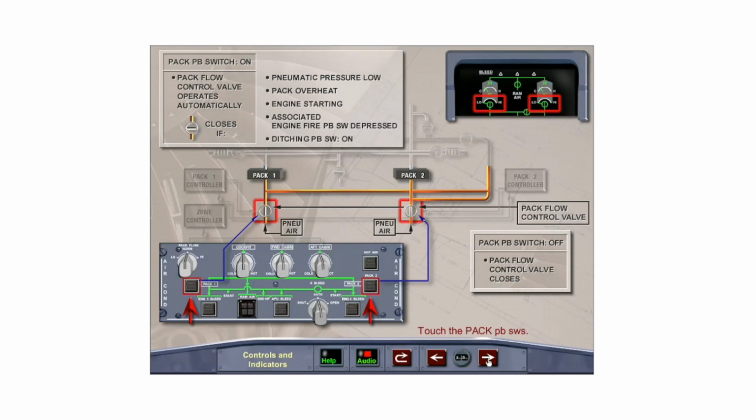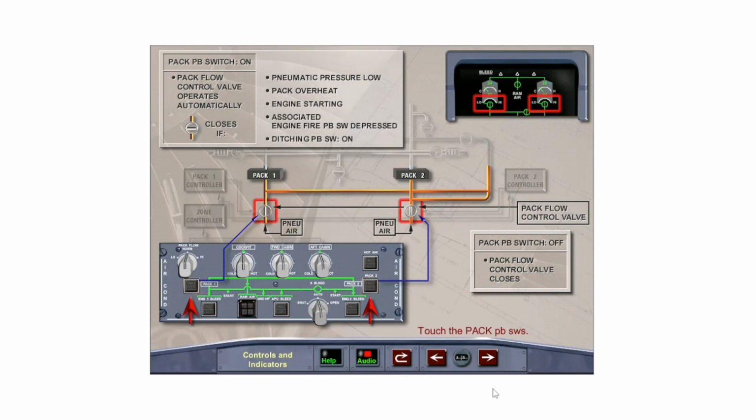The pack push-button switch, located on the overhead air conditioning panel, is normally in the on, lights out position. With the switch in the on position, the associated pack flow control valve will be automatically regulated towards the open position depending on required demand.